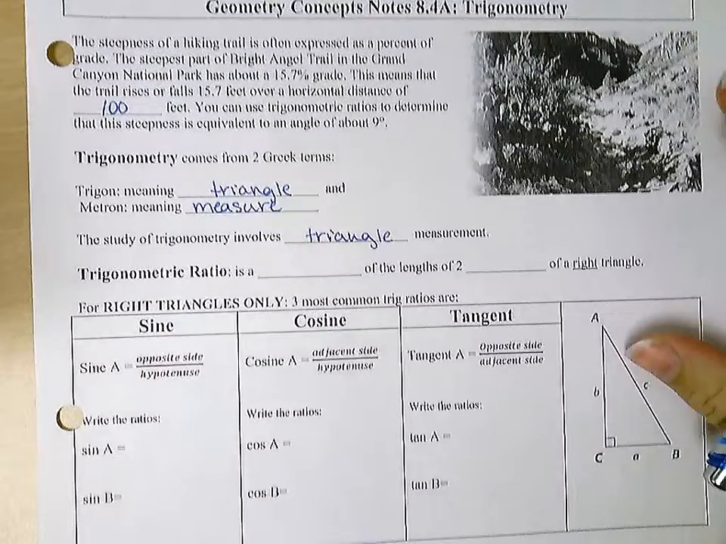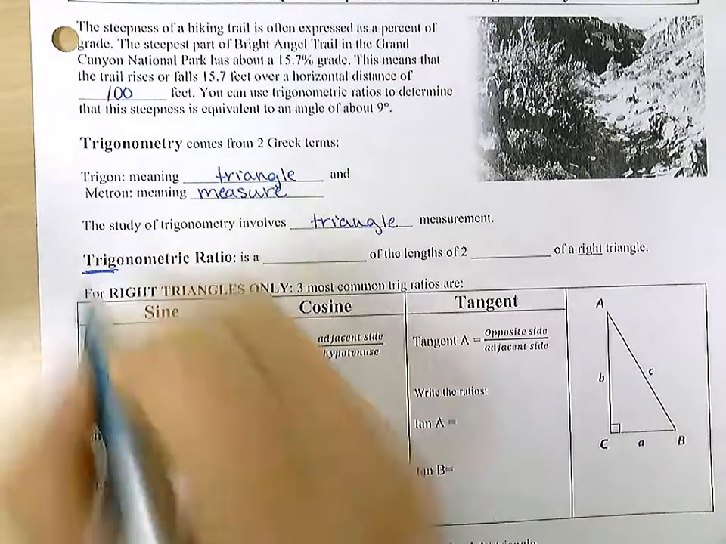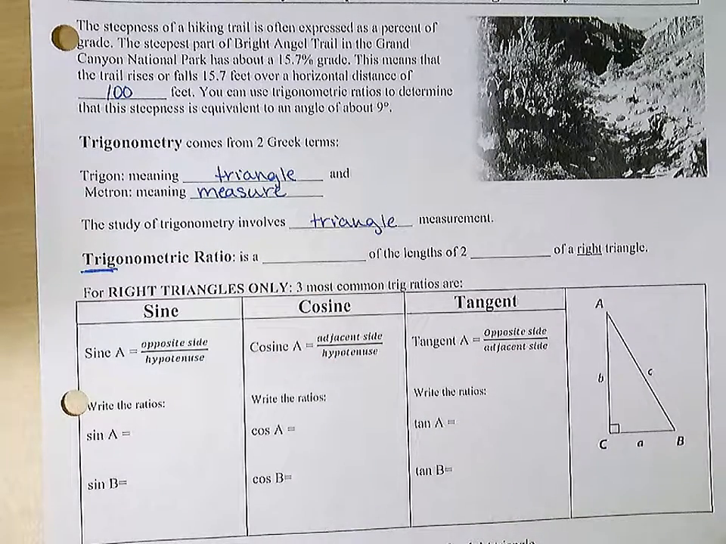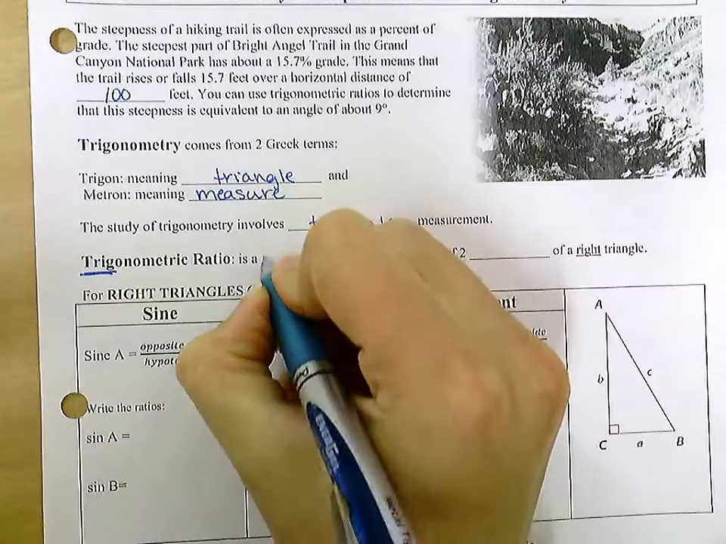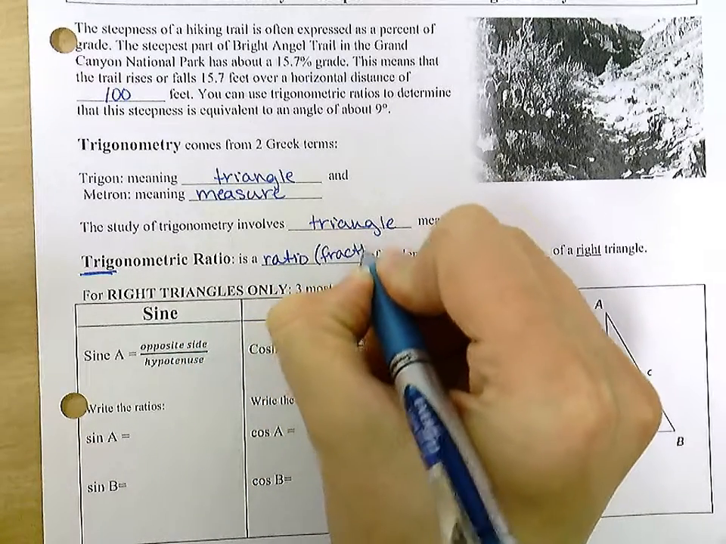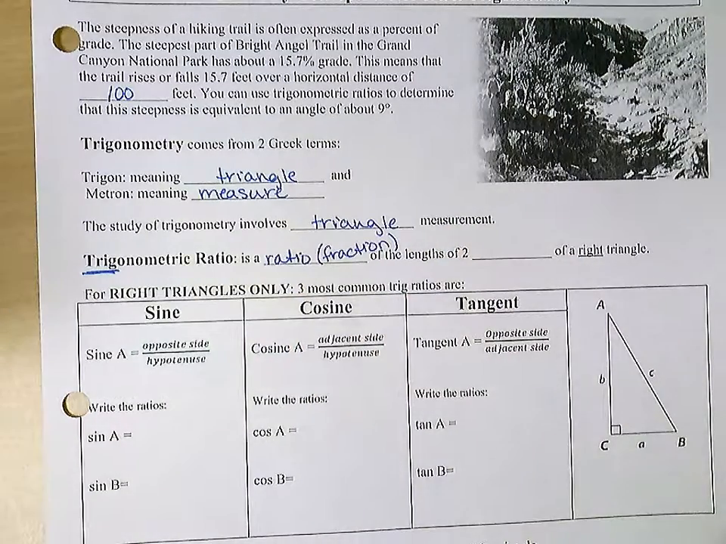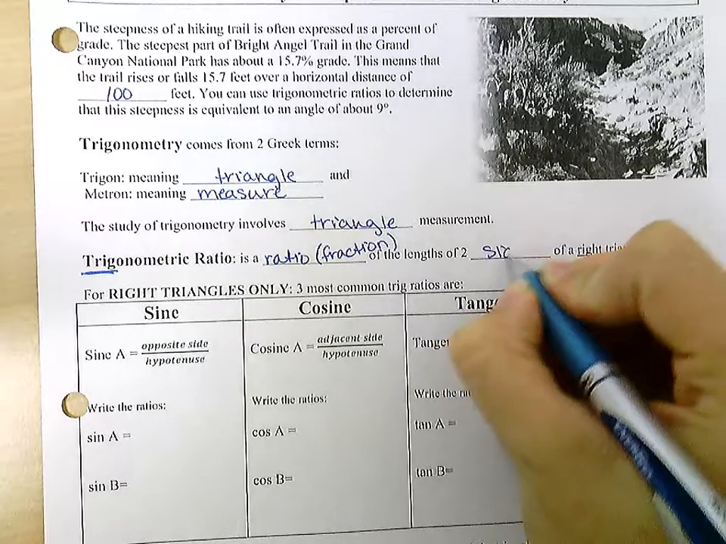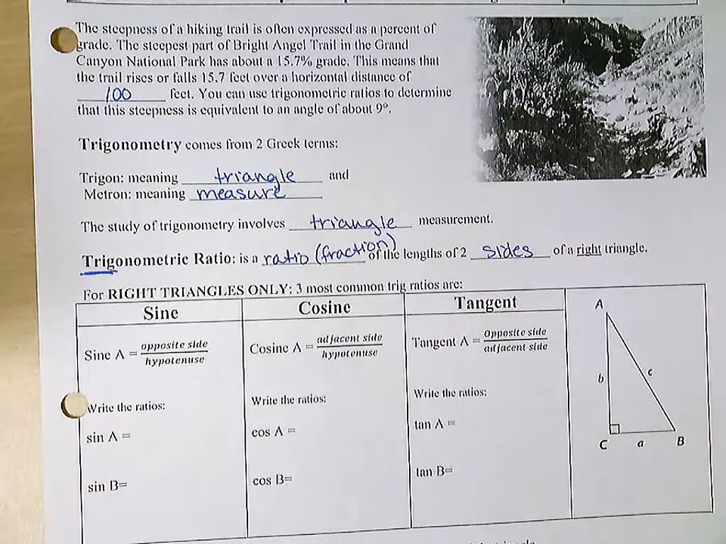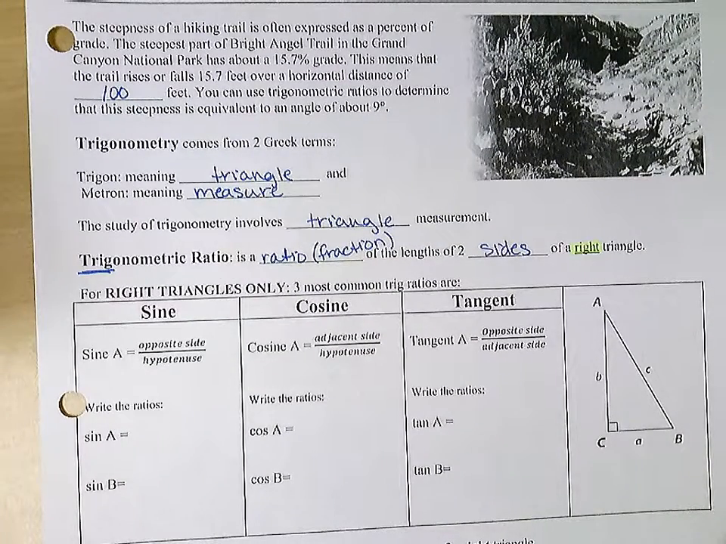Our trigonometric ratios, or trig ratios for short, is a ratio or fraction, written as a fraction, of the lengths of two sides of a right triangle. Now this does specifically have to be a right triangle.